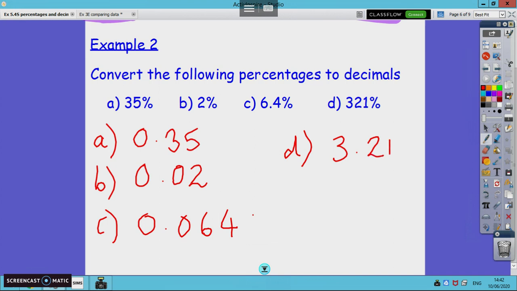3.21. Okay, as you can get percentages over 100, you're going to get a decimal that's over 1 for your answer over here, okay? So just bear that in mind. That's absolutely allowed. Okay, so make sure you've got that example down as well, please.